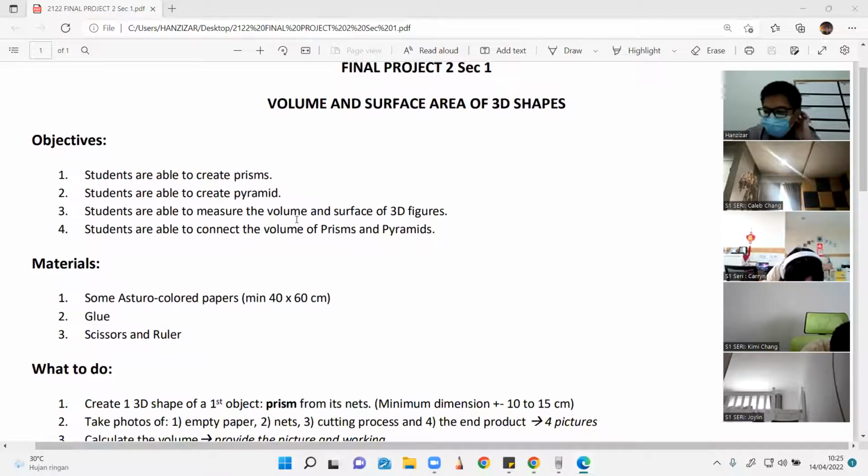You can create a prism and a pyramid, that's of course the real thing. And you will be able to measure the volume and surface area of 3D figures, and you can connect the volume of the prism and the pyramid.